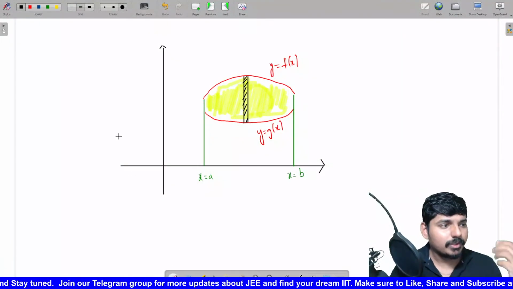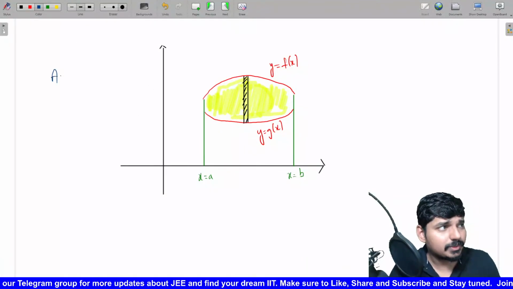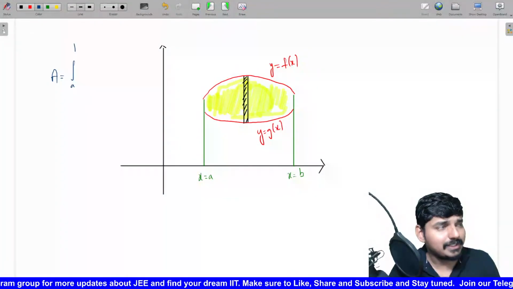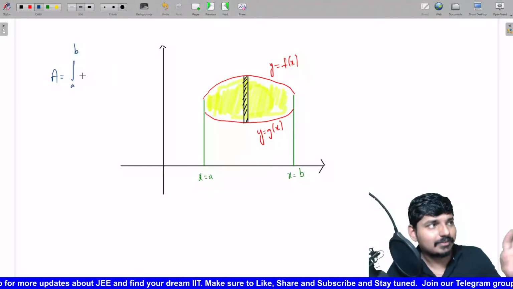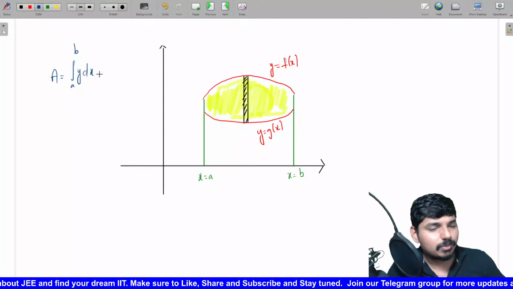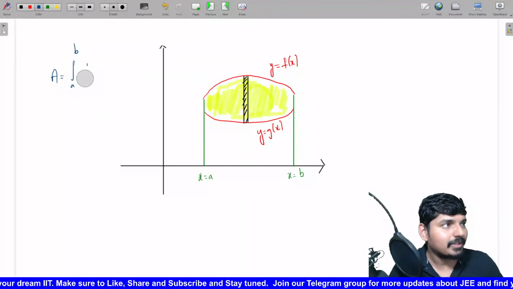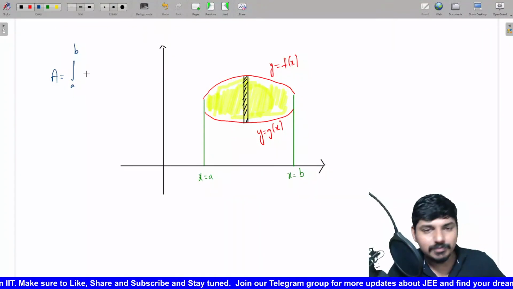Now when you go with the vertical strip, whatever area equation you get, the area is going to be the integration from a to b. It's going to be y into dx. This is the type of equation you're going to get, right? Y into dx.